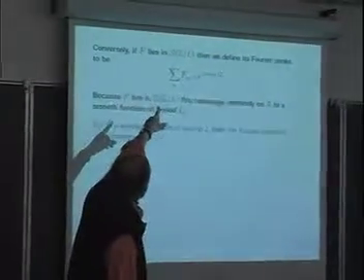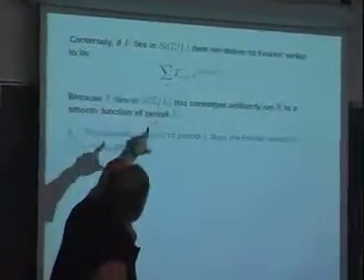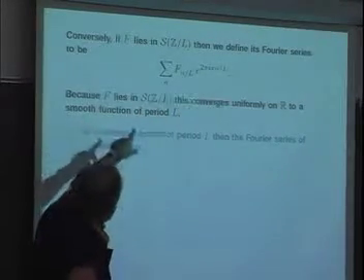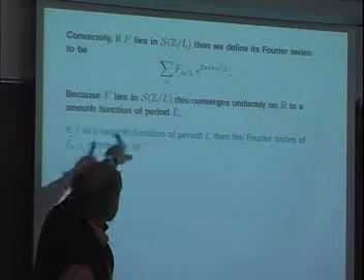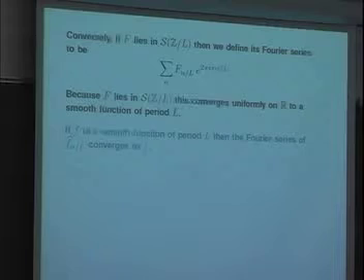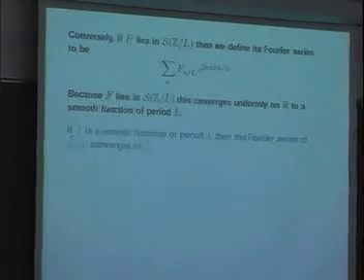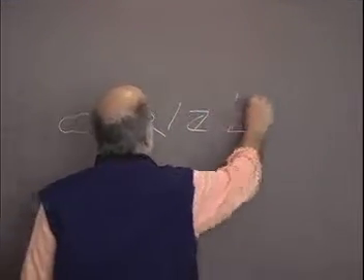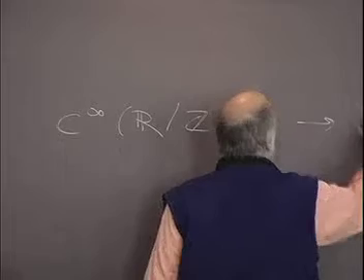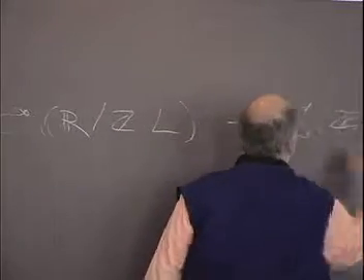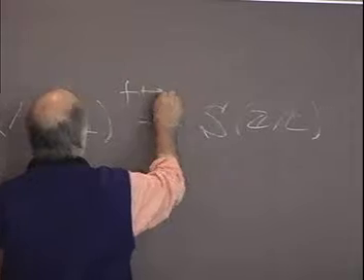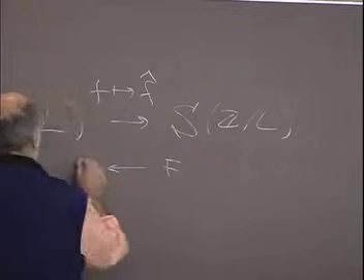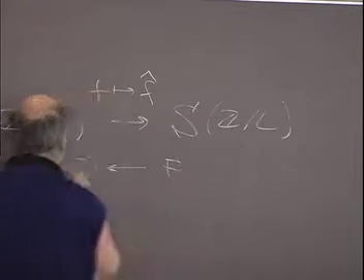Conversely, if I take a function in the Schwartz space of Z mod L, then I define its Fourier series to be this. And because f lies in the Schwartz space of Z mod L, this converges uniformly on R. And so we have the following thing. We have C infinity of R quotient Z times L goes to the Schwartz space of Z over L, and this is f goes to f hat. And then I have a map back again, which I haven't given a name to, but it's the Fourier series.